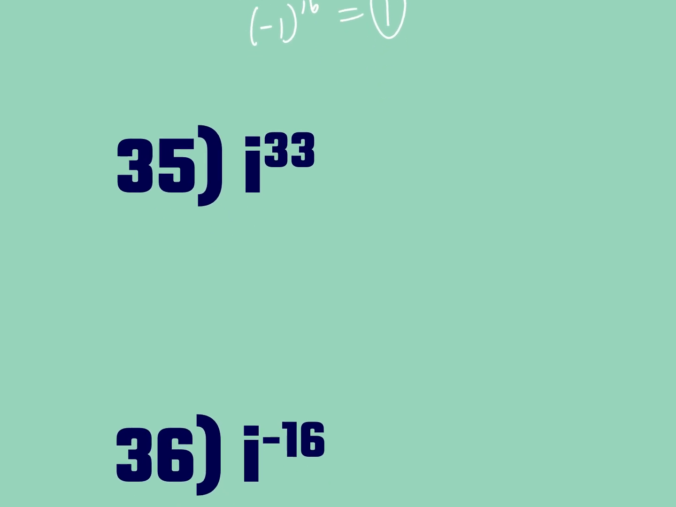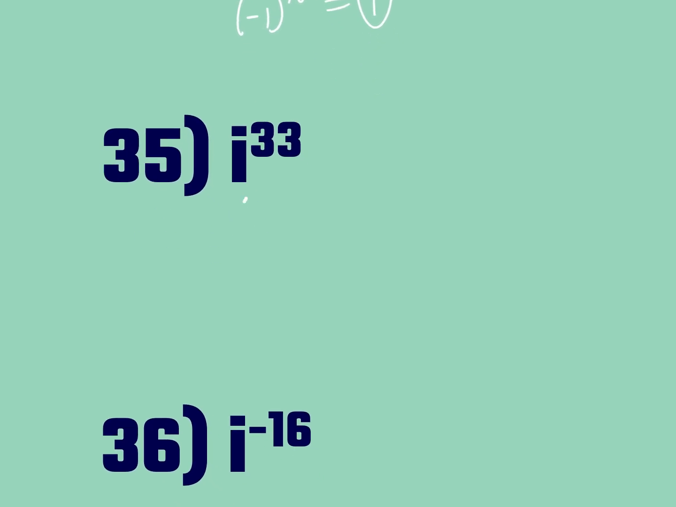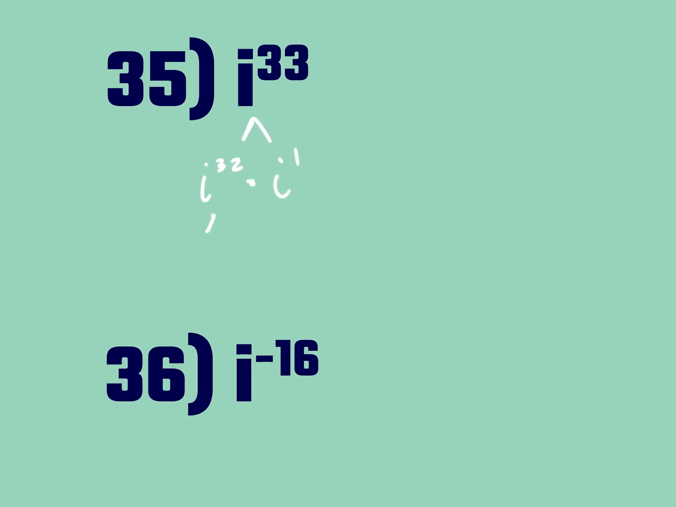All right, look at i to the 33rd. What can I break 33 into? i to the 32nd times i to the first. So we're going to break this one down and say i squared. What are we going to raise it to? Divide 32 by 2 and get 16, times i. So this is negative 1 to the 16th power times i. What's negative 1 to the 16th power? Just 1, so your answer here is i.